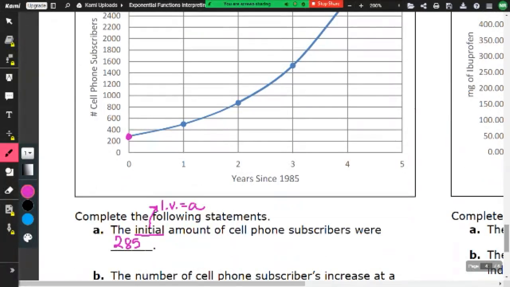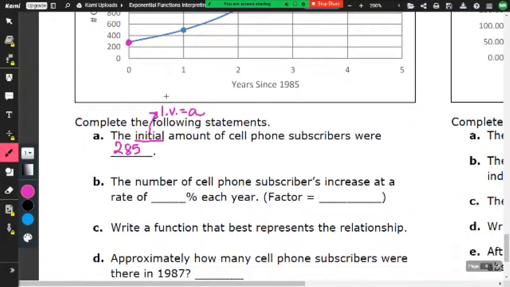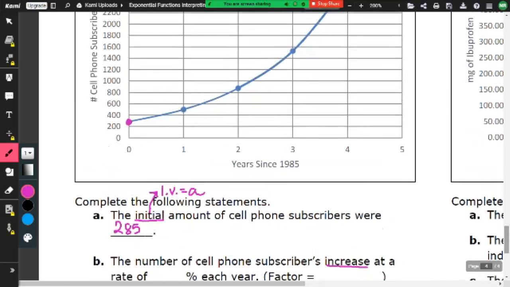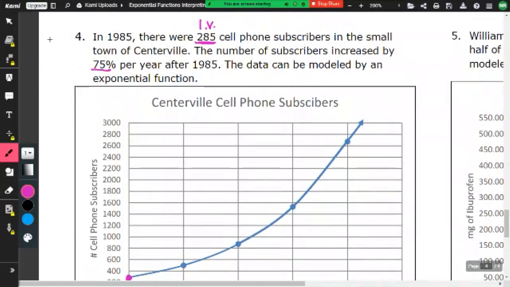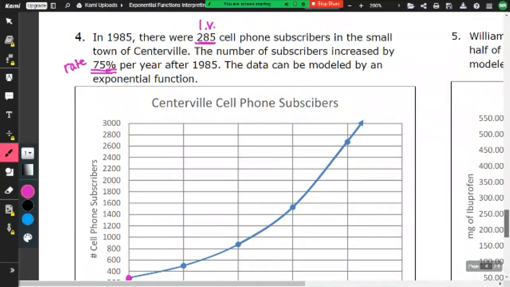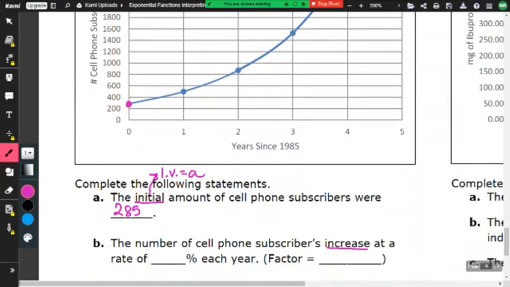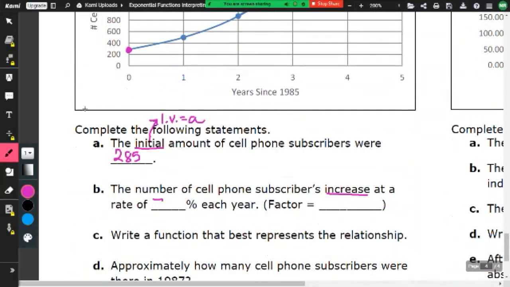Okay. The number of cell phone subscribers increase at what rate? Can you tell what the rate is just by looking at the graph? No, but it does give us a percentage in the paragraph. What is it? 75%. Notice that percent symbol. Now you can say that that is the rate, because it has that percent symbol in there. So let's write that down, 75.